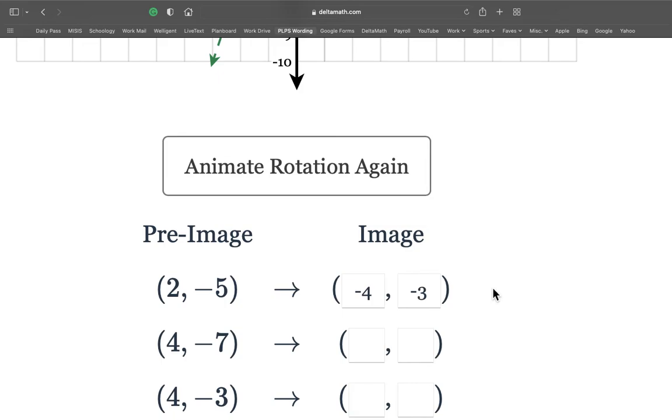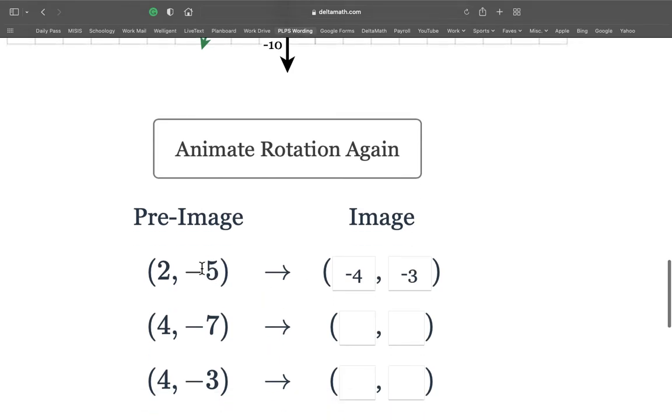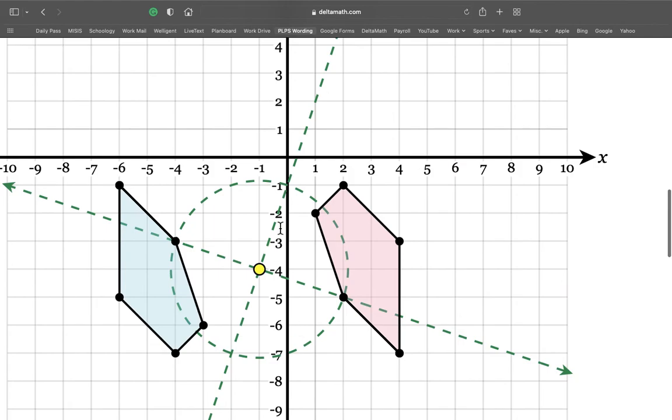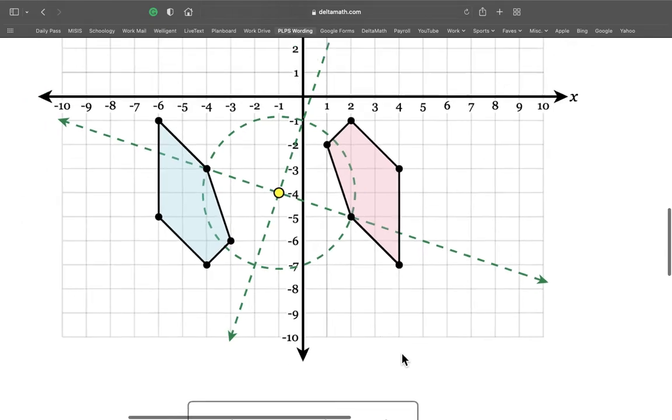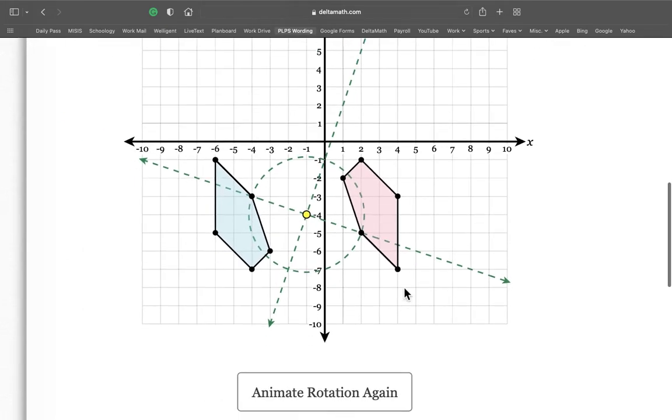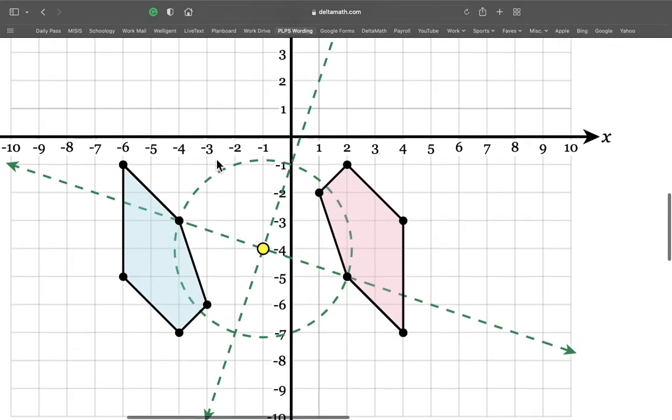Right? So I don't see any kind of pattern. Negative 5 became negative 4, and 2 became negative 3. Okay. No pattern so far. Let's see if we get the next one. 4, negative 7. Where is 4 on the x? X goes first, right? 4. And then negative 7 goes down. So it's this one right here. Everybody keep an eye on this point and see where it goes. Ready? Here we go. It went right there. Look at that.